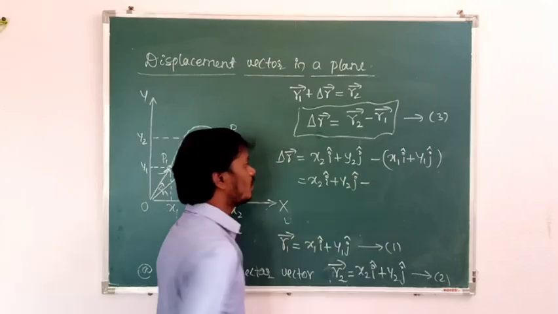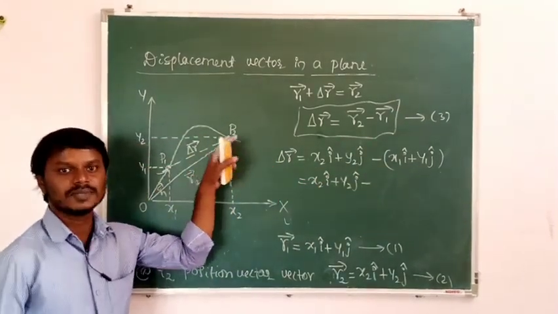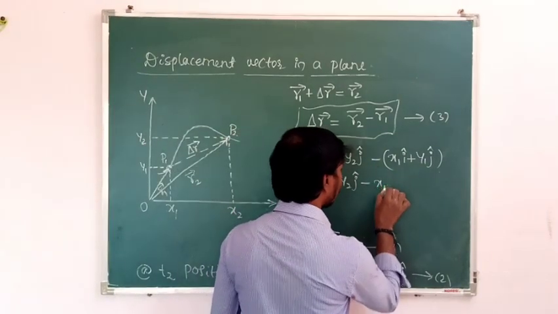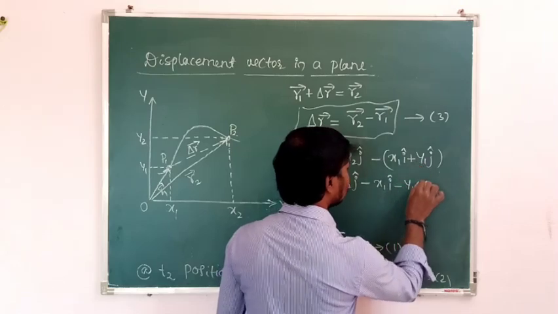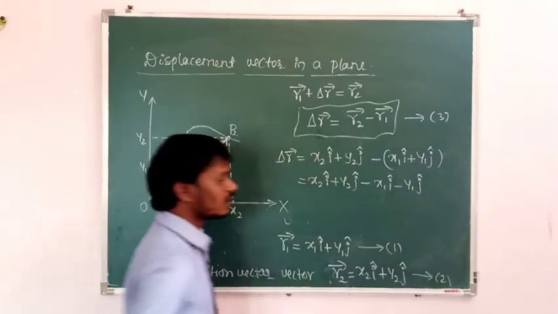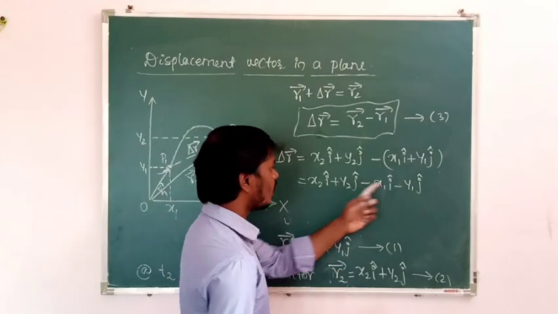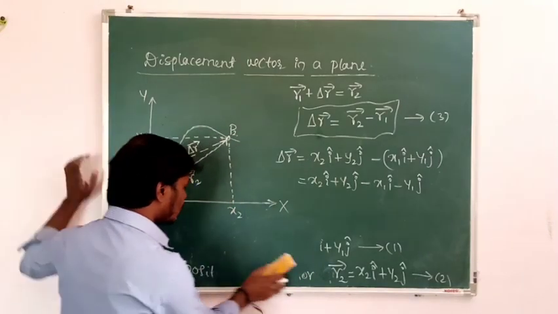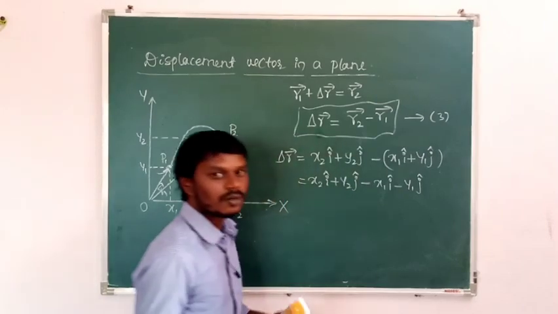So it is the position vector of the particle when the particle is at the position p2, minus x1i minus y1j. Okay, then see here, I will take i as common, j as common. We will get the displacement of the particle along the x-axis and also along the y-axis.